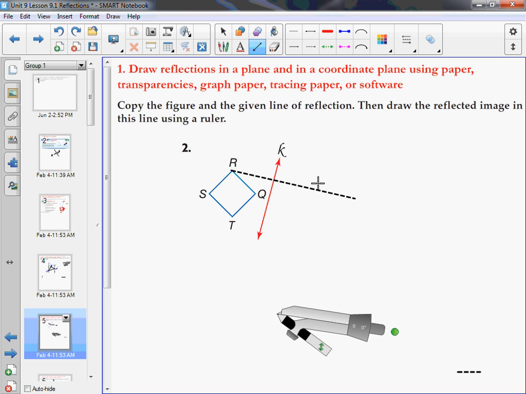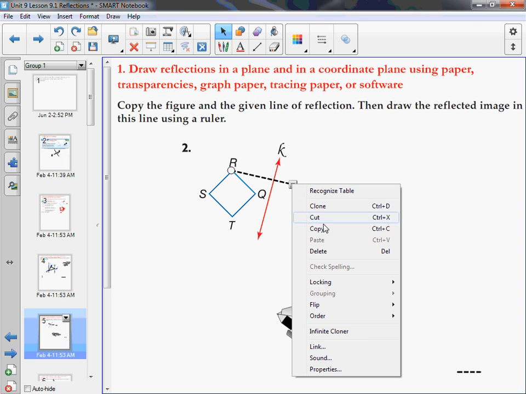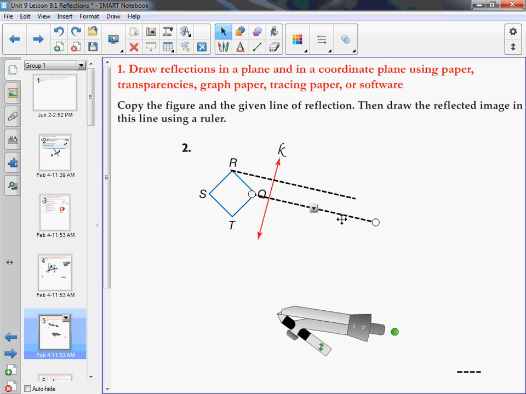If all of your dotted lines are parallel, you're probably in pretty good shape. If they're not, then you're off somewhere. And we're going by how it looks, so it's easy to be off. And you should have something that looks kind of like what mine looks like.